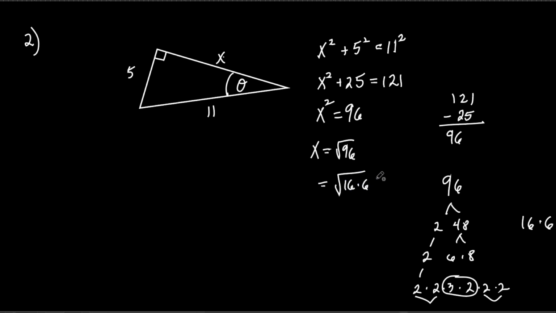16 times 6. Why did I use 16? I used it on purpose because I could take the square root of 16 and it'll come out to a nice even number. Is that right? Yeah. So what's the square root of 16? It's just a 4. What's left over? Well, the square root of 6 is left over. So that is how we're going to write our answer. Okay, it's 4 square root of 6.